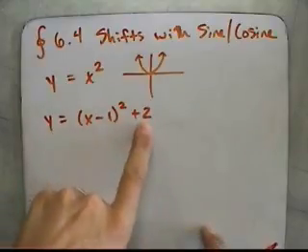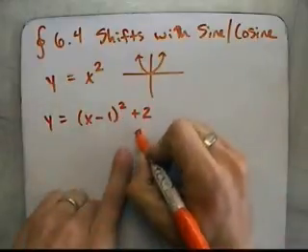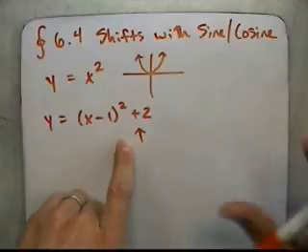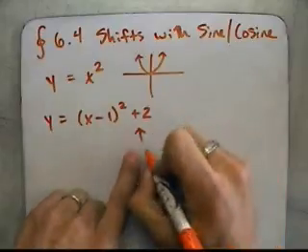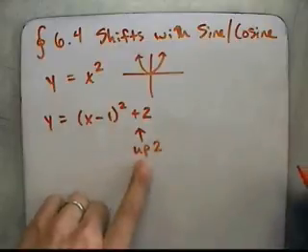If the number's on the outside of the higher power, which here is the square, that 2 right there is going to move the graph either up or down. If it's on the outside, it stays as it is. So it's going to be a vertical shift up, going to go up 2. Okay, everybody okay with that?